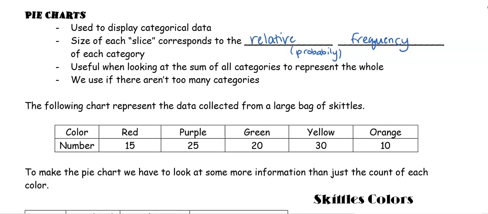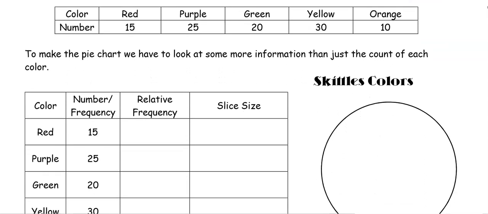So what we're going to do is create a pie chart using different colors of Skittles. To make the pie chart, we have to look at some more information than just the count of the Skittles, because remember we said that each slice is going to represent the relative frequency. So when we look in here, we see that there are 15 red, 25 purple, 20 green, 30 yellow, 10 orange. If we want to look at the probability of each of those colors, we need to find the total. So 15 plus 25 plus 20 plus 30 plus 10, we find that the total is going to be 100.